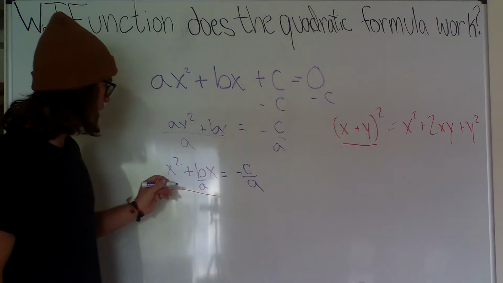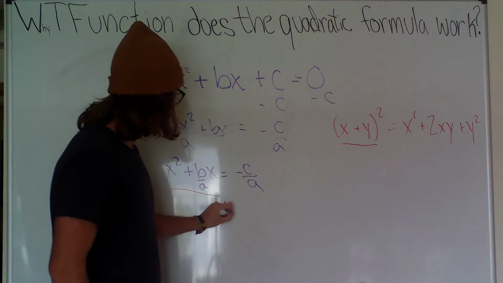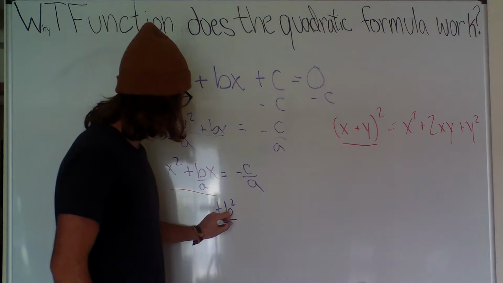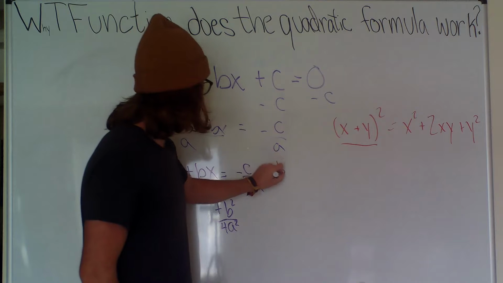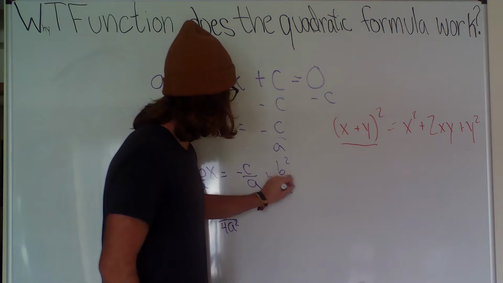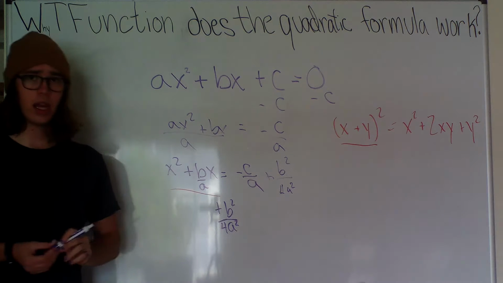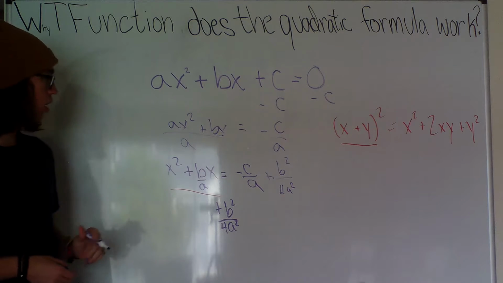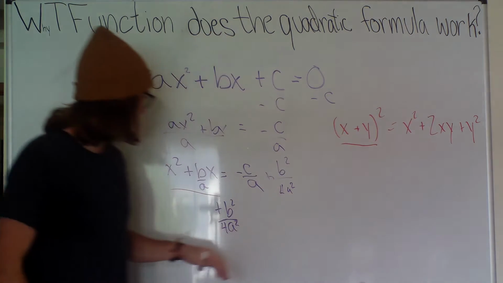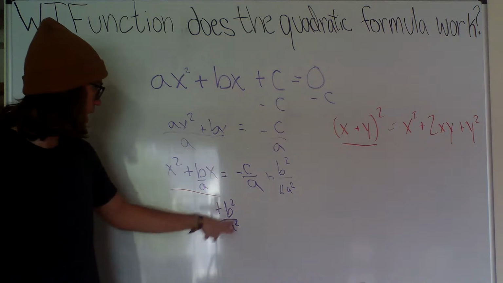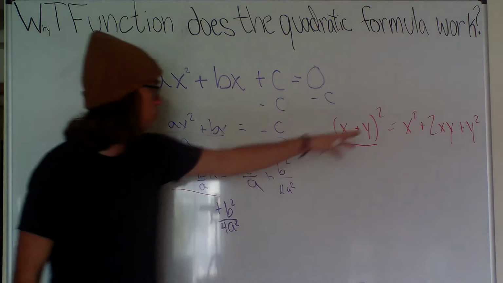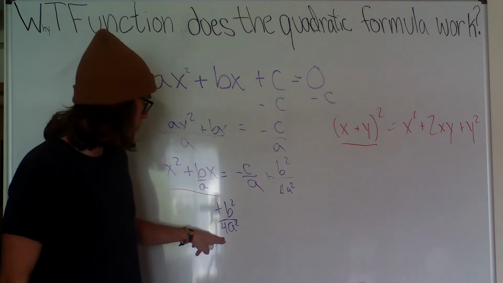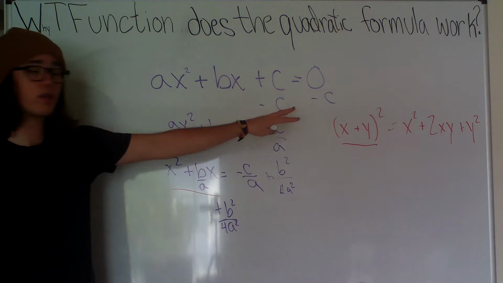So what we're going to add to both sides is b squared over 4a squared. And it's like, where do we come up with that? We add that to both sides, b squared over 4a squared, and the reason we do this is because this would complete our square. If we just have this, this would be b over a, right? So our y would be equal to b over 2a, and then if we were to multiply it out, it works.